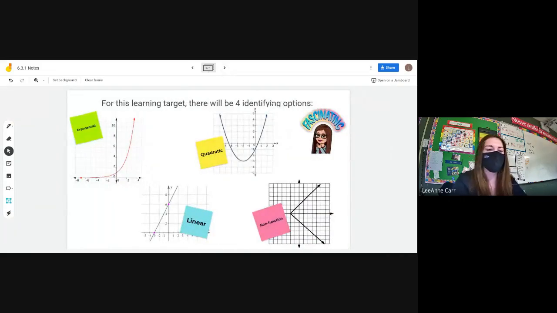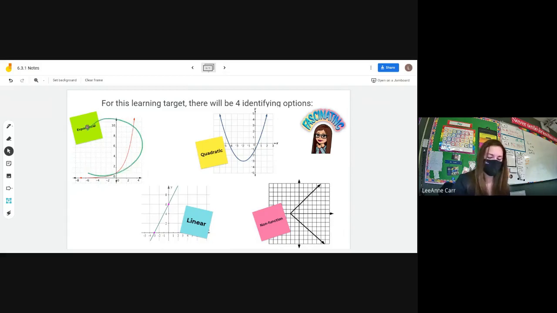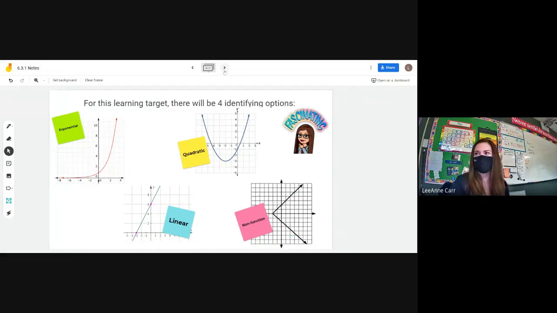All right, so the function families that we are going to be able to identify, we are going to look at 4 of them. We are going to look at exponential, quadratic, linear, and non-functions or relations. Those are the 4 options that you're going to have when you're looking at a table and deciding which function family it is part of. So again, those are exponential, quadratic, linear, and non-function or relation. All right, so let's get to it.